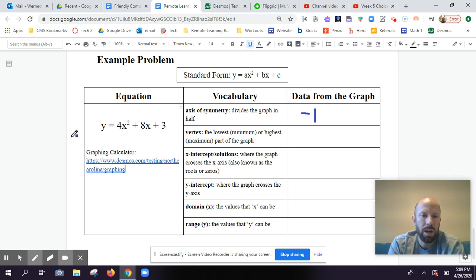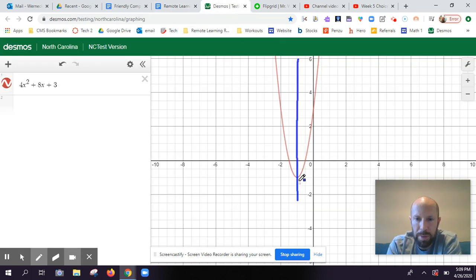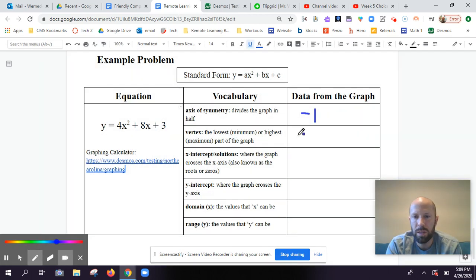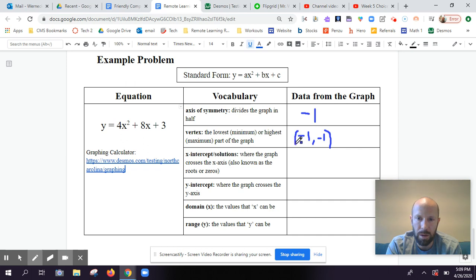Vertex, since our graph opens up, the vertex is going to be at the bottom. So that's located here. If I were to go back and hover on that area, it should tell us that that area is -1, -1. So that is what we're going to put in here, -1, -1. That is the exact location. That is the ordered pair for where the bottommost part of the parabola, that U shape, is.